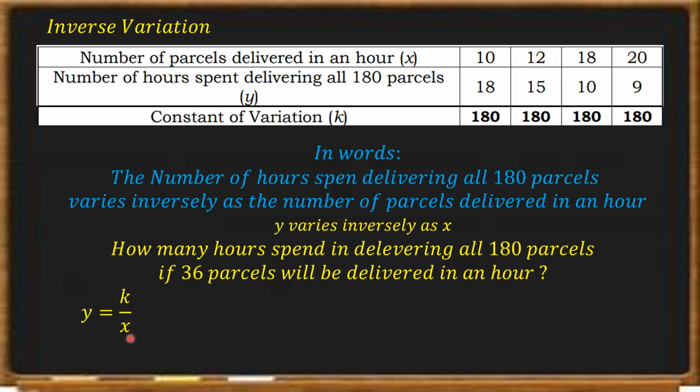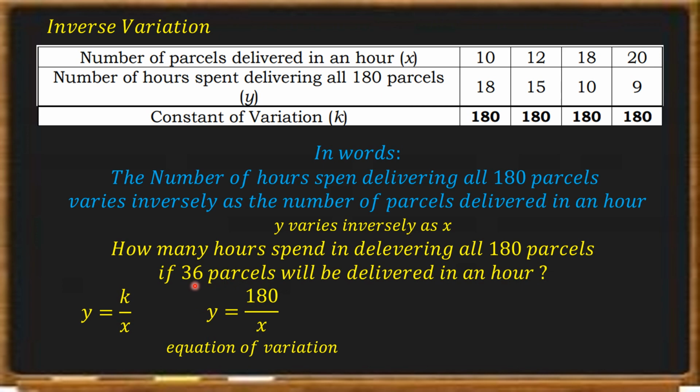So, naging over na siya kanina, k times x. Pag direct, times. Pag inverse, over. So, k over x. Or divide. Pag over kasi divide yan. So, k divided by x. So, we will substitute our k here as 180. So, it becomes y is equal to 180 over x or 180 divided by x. So, ito na yung tinatawag nating equation of variation. So, gagamitin natin tong equation of variation to solve this problem.